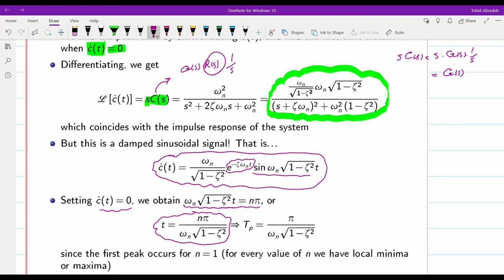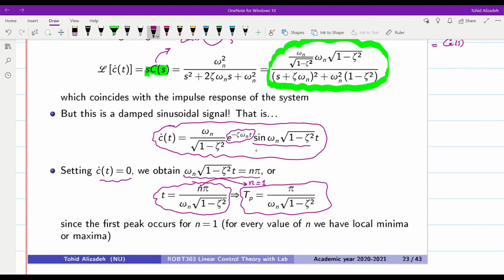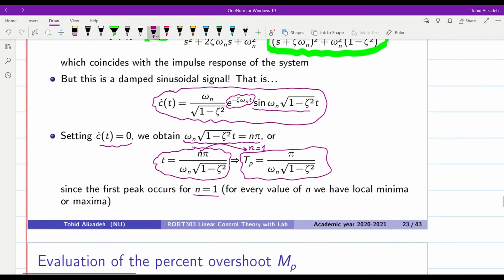And since the peak time is the first time that we reach the, let's say, local maximum, we just replace n with 1 in order to obtain the t_p, which is equal to pi over omega n times square root of 1 minus zeta squared. So we just set n equal to 1 in order to find out the TP. So the peak time is obtained as pi over omega n times the square root of 1 minus zeta squared.